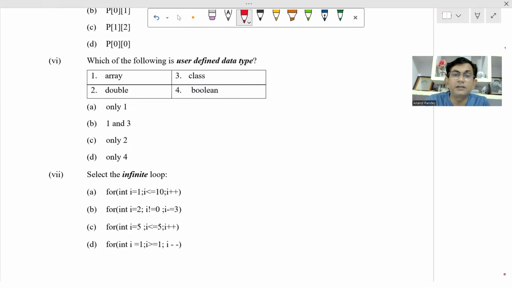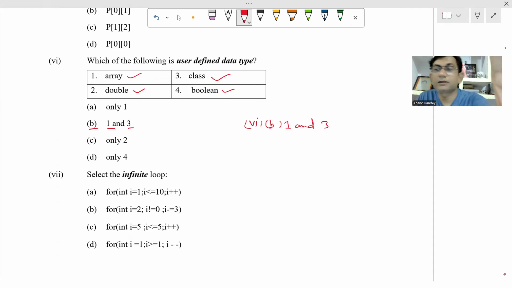Which of the following is user-defined data type? The double, Boolean. These are predefined data types. These are not user-defined data types. Primitive data types. So Boolean, double is not the correct answer. So array is a user-defined data type. Class is also a user-defined data type. So answer is this one, B, 1 and 3. So you write like this: 6, B, 1 and 3. I hope it is clear.